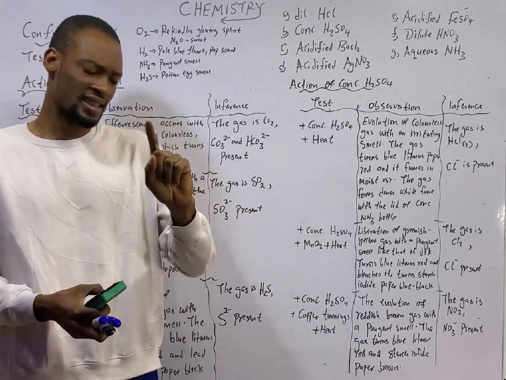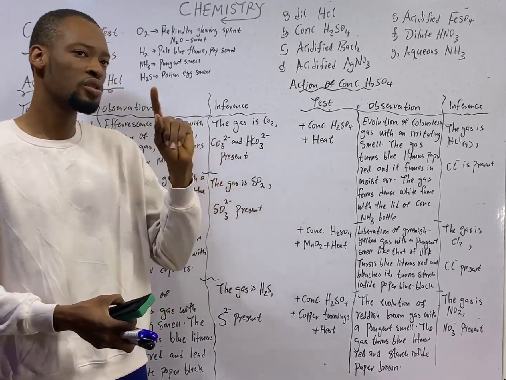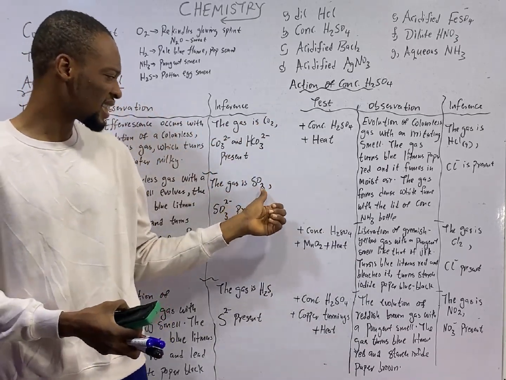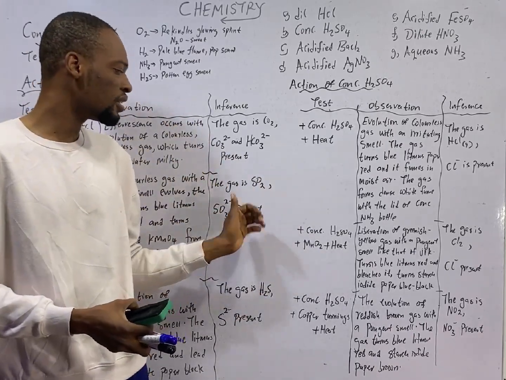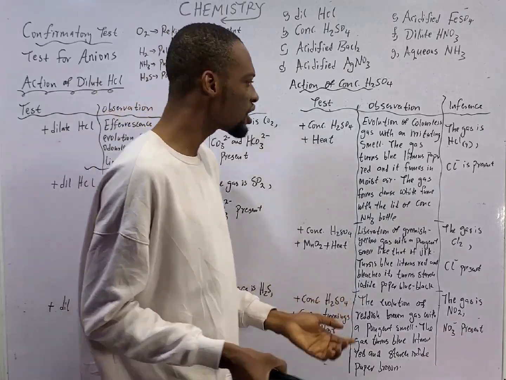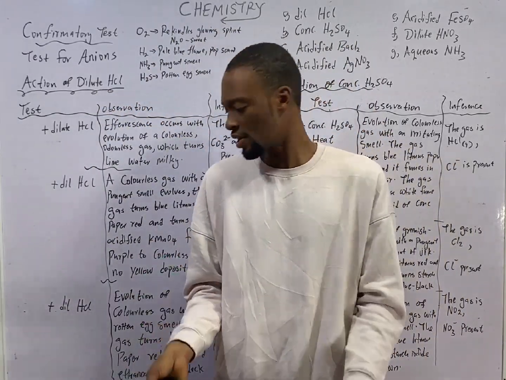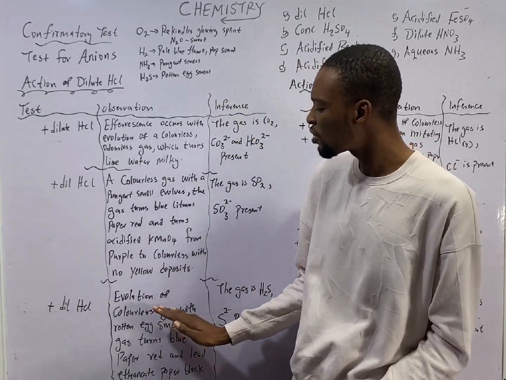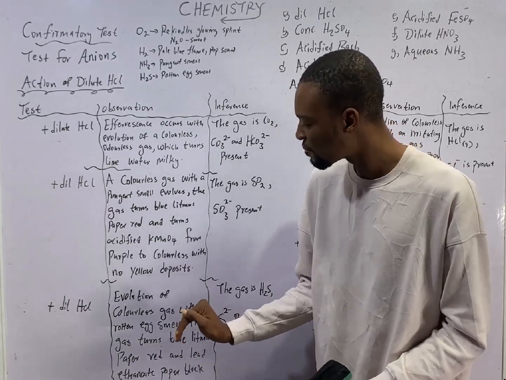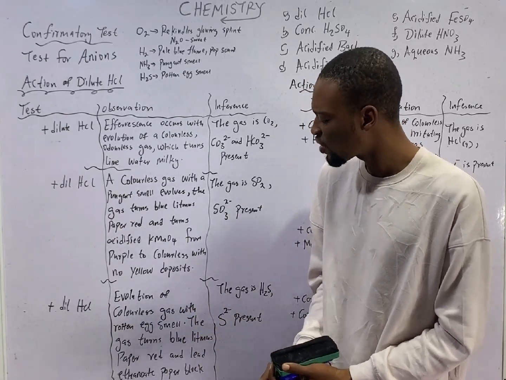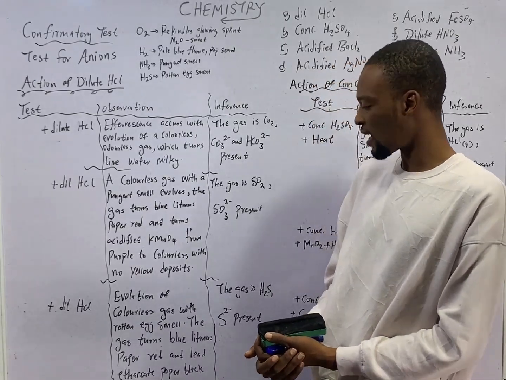Anytime the gas like CO2 is suspected, the ions present will be CO3 2-. When the gas SO2 is suspected, the anion present will be SO3 2-. Then you hear another essay. Dilute HCl was added to this. Then there was evolution of colorless gas with rotten egg smell. The gas turns blue litmus paper red and lead ethanoate paper black.